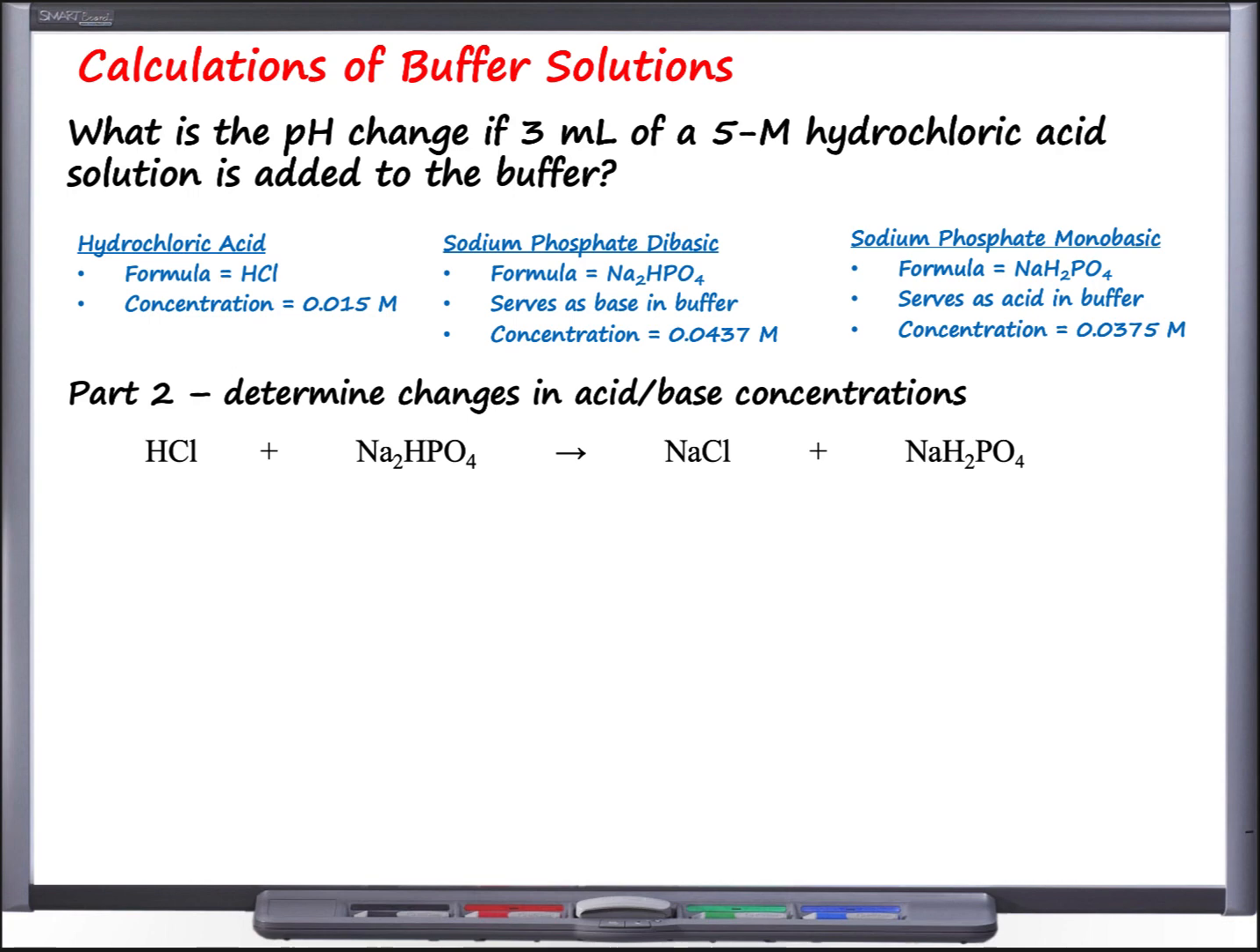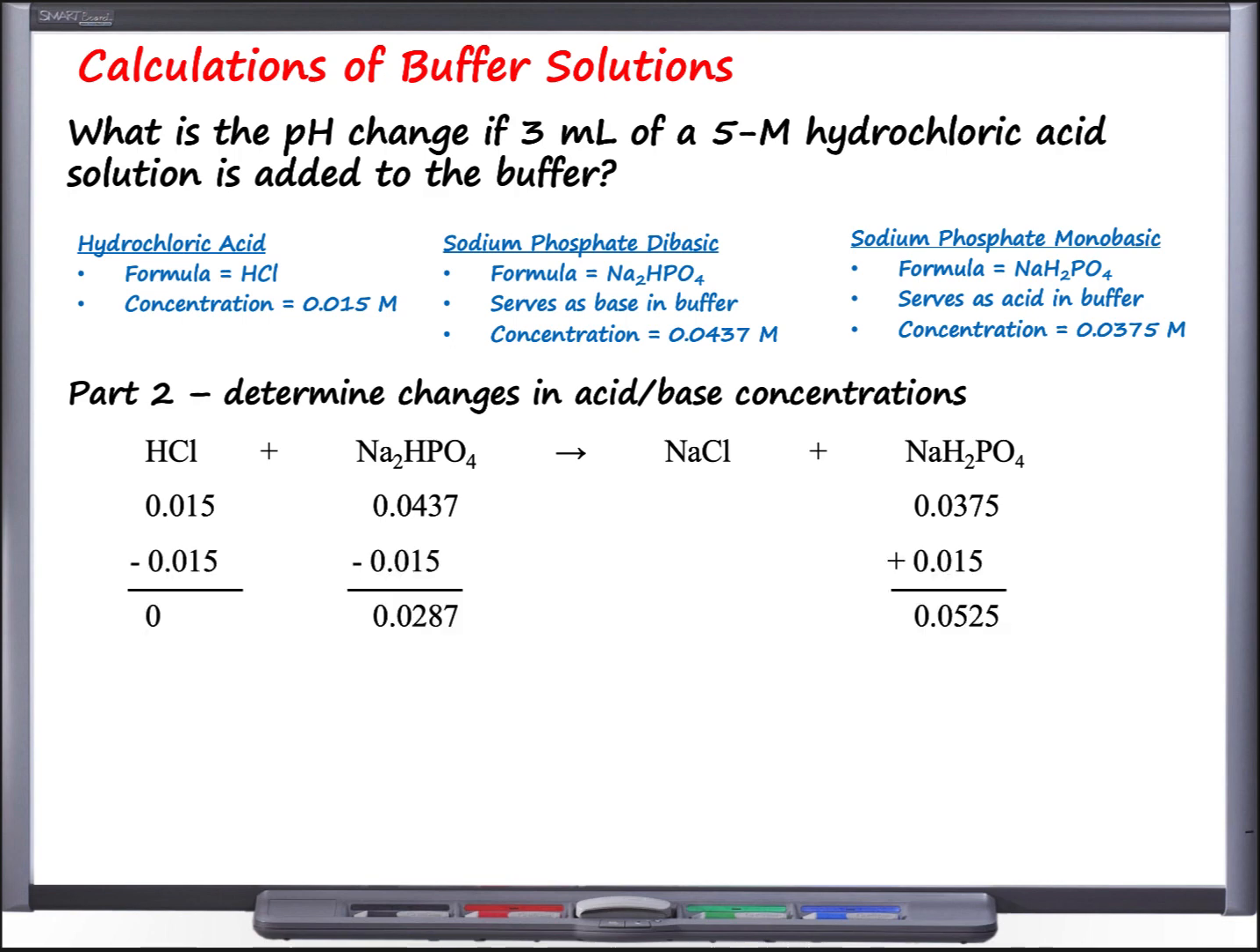But on the other side, while we create a sodium chloride molecule, we also create additional monobasic sodium phosphate. So let's put some numbers to this because we know the concentrations that we're starting with. When we add our hydrochloric acid, we are adding 0.015 molar. We know that our dibasic sodium phosphate in the very beginning starts with a concentration of 0.0437 molar, and that our starting concentration for the monobasic sodium phosphate is 0.0375. That's what we had, and there was no sodium chloride or salt to begin with.